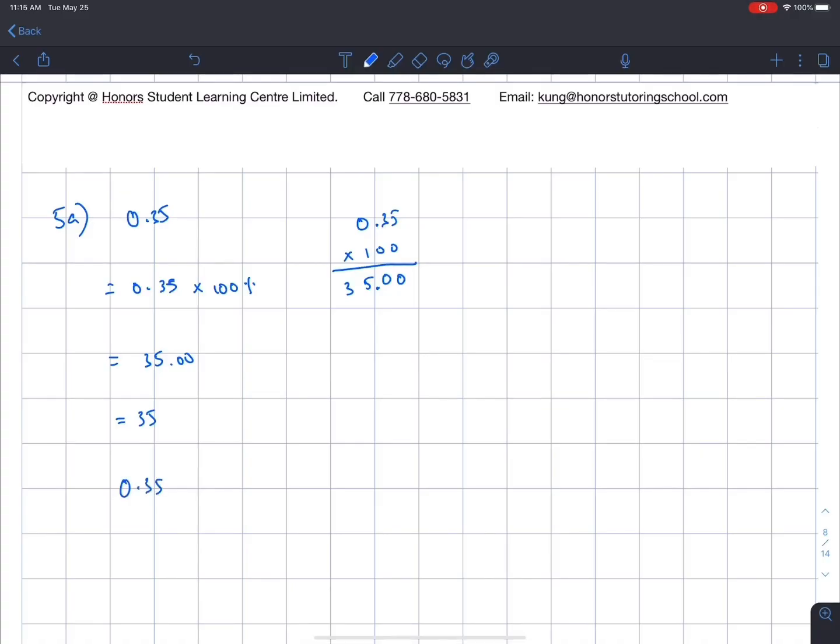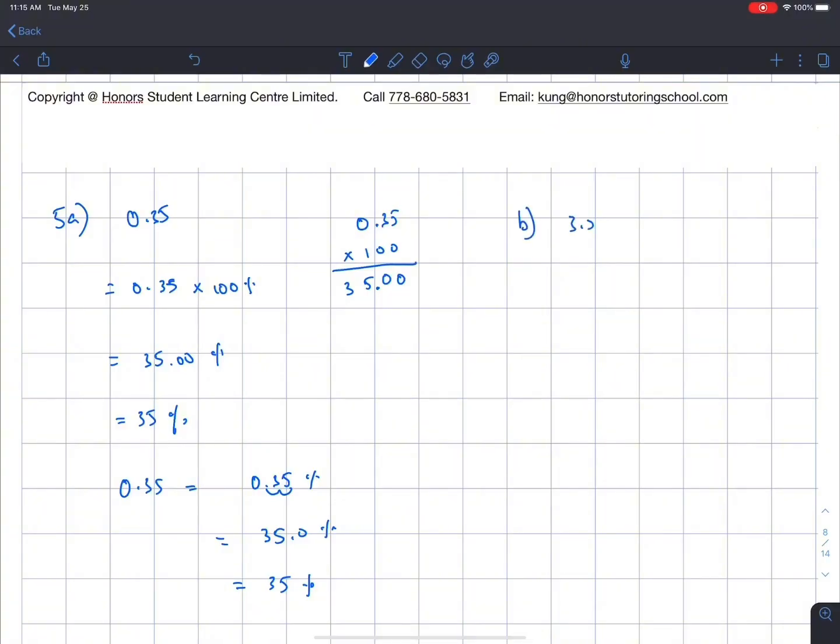So 0.35, so this will be percent. It's just 0.35, move the decimal point 2 to the right percent. So it's just going to be 35.0% or just 35%. This is because whenever you times something by 100, you can just move the decimal point 2 to the right. So that's the trick we are going to use for most of these questions.